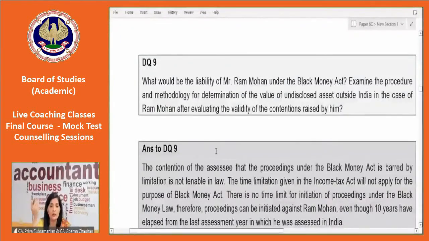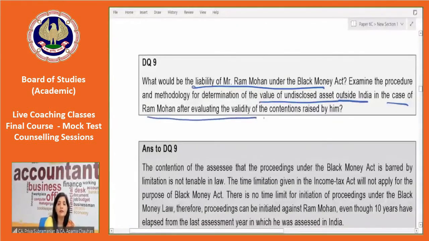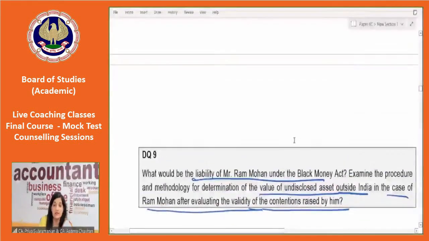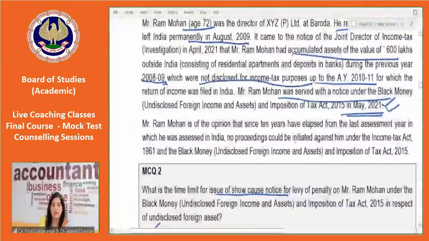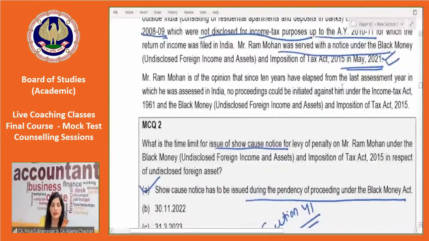You have to now analyze the provision. What would be the liability of Mr. Ram under the Black Money Act? Examine the procedure and methodology for determination of value of undisclosed assets outside India in case of Ram Mohan, after evaluating the validity of contentions raised by him. You have to examine the validity of the contention. Mr. Ram is of the opinion that no proceedings can be initiated on him since already 10 years' time has elapsed.